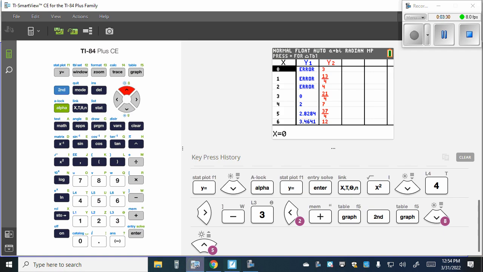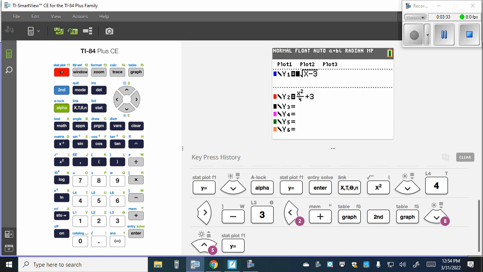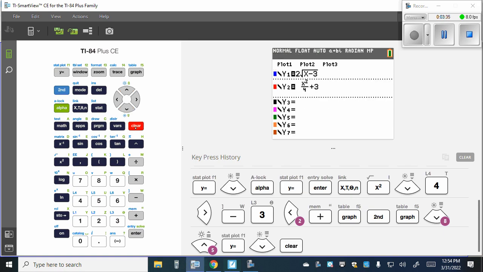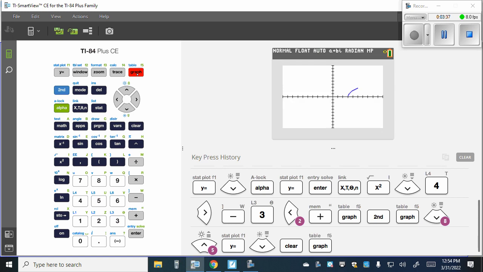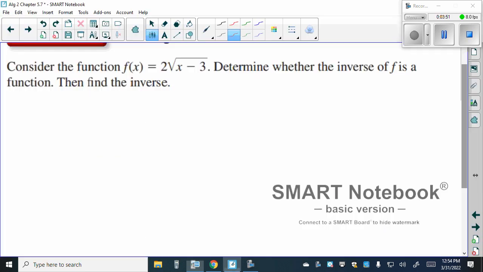Well, this function is invertible. Because if we look at the graph, we get this kind of arcing shape. And we can draw a horizontal line, and it's only going to cross this graph once. So it does have an inverse. It is invertible. Now, the way we find the inverse is following 4 main steps.